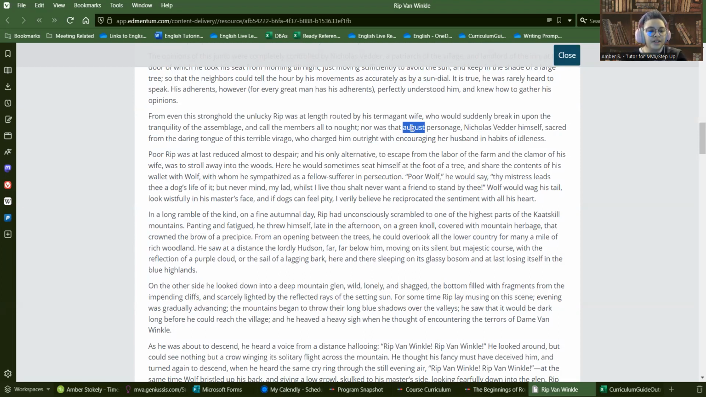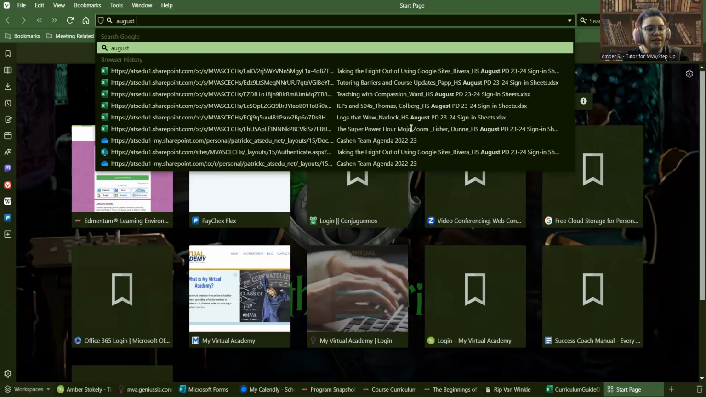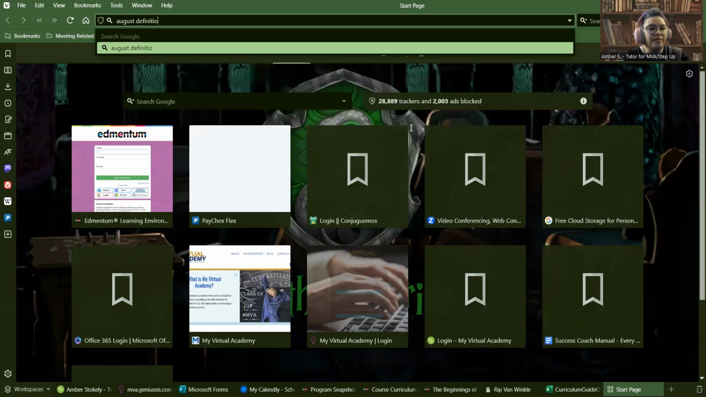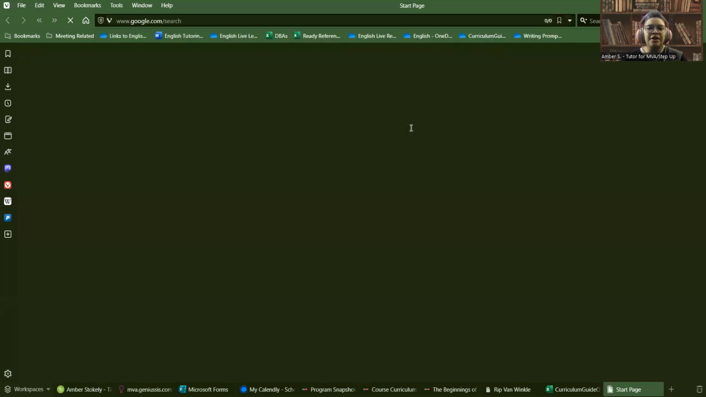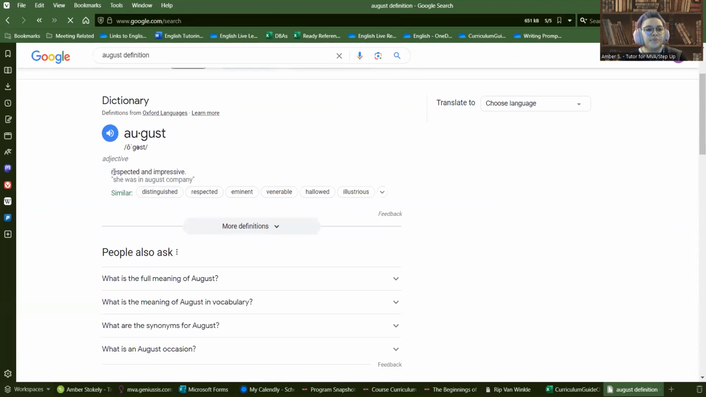So the definition of August is going to be around that kind of image. We're going to look it up just to be sure, because sometimes we see words in other places and we don't know how they get used, right? So August is respected and impressive, which makes sense.